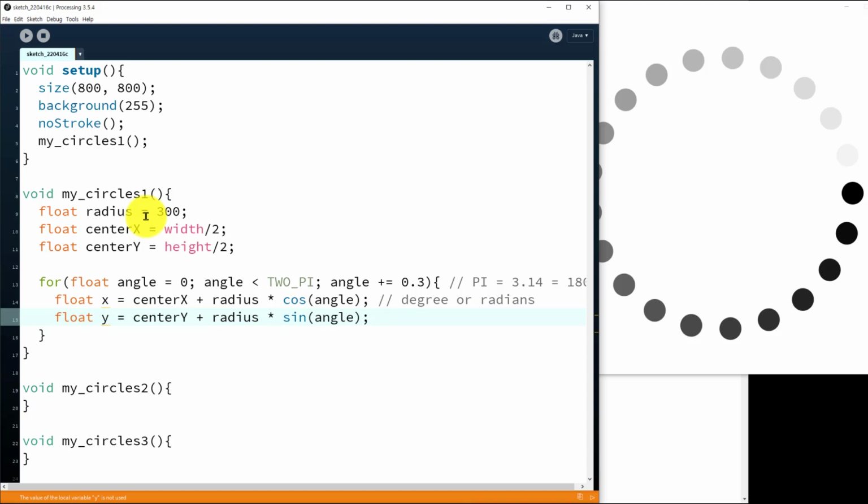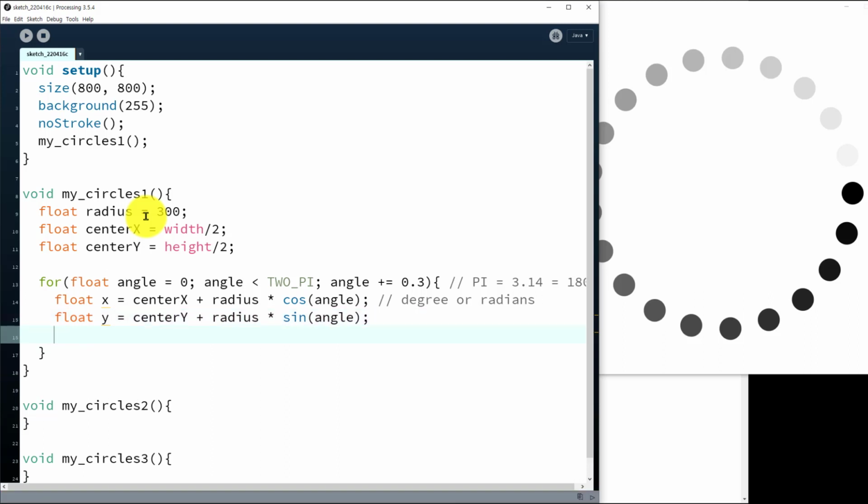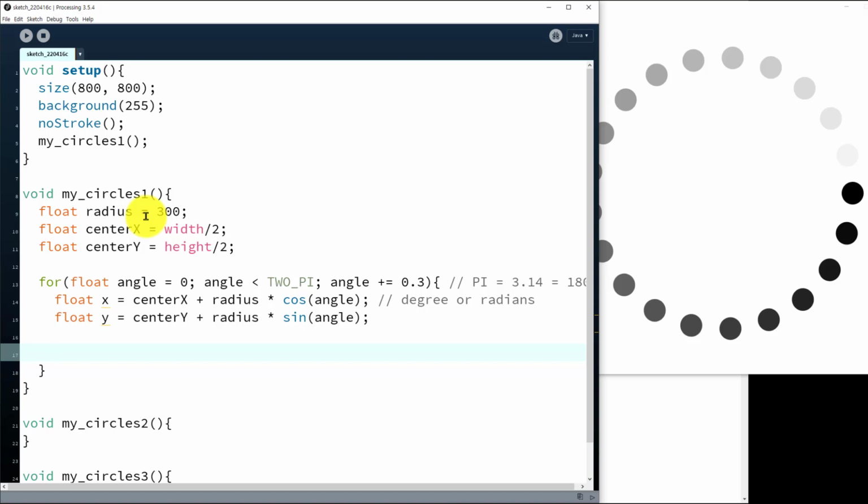I think that's it. So we have got the x and y for the small circles. So we are gonna draw the ellipse x and y around 50-50. Right? So before drawing that, let's change the fill color from black to white, right? So how to do this?